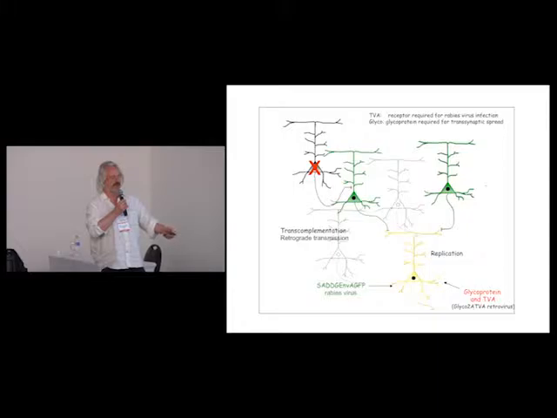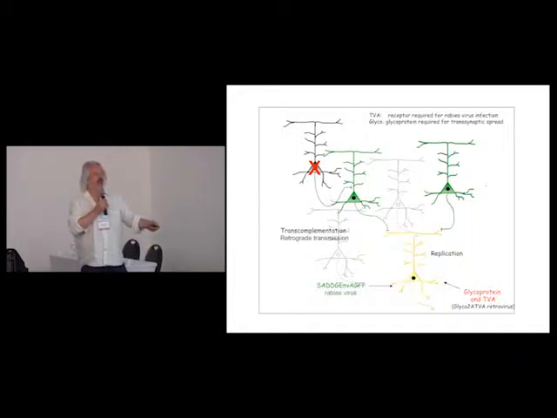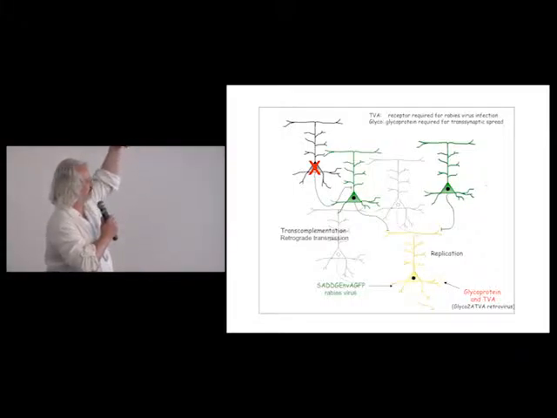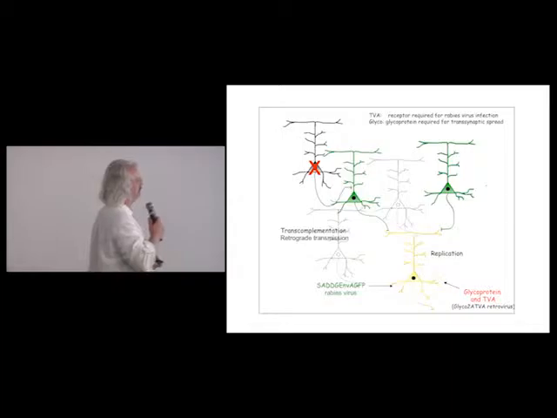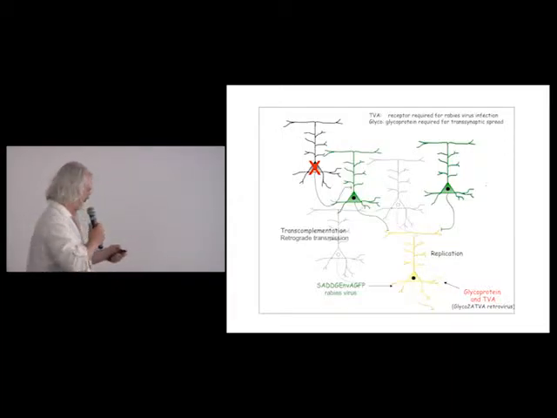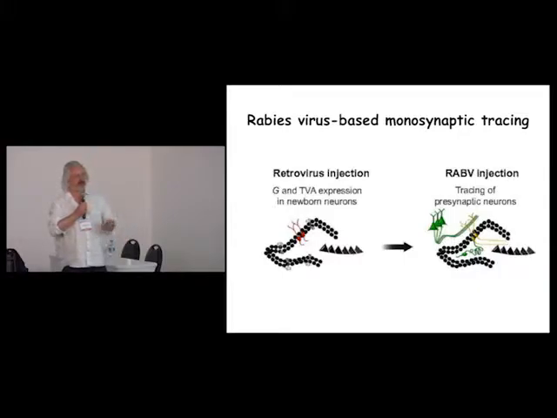Now we come with a rabies virus that can only infect this cell, and that rabies virus also brings in its reporter. You see the cell now becomes double labeled. And from this cell now, given that it has the glycoprotein G, this cell can produce viral particles that can replicate and, because of the transcomplementation, can spread to the presynaptic partners. But these presynaptic partners can no longer transfer the virus to second-order presynaptic neurons, and thereby the system is monosynaptically restricted.